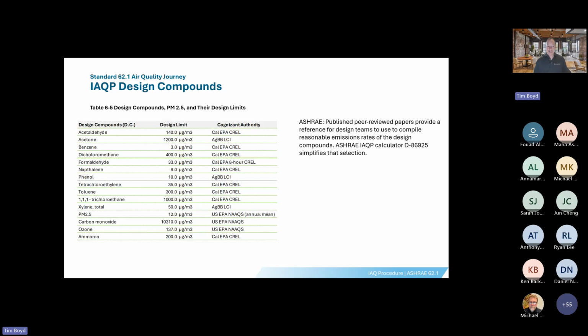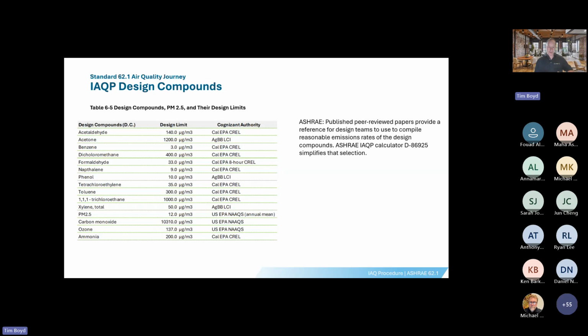This is now what you'll see when you open up the standard. They've actually now defined the compounds, they've defined the design limits, and they define the cognitive authorities. Moreover, they've also added into the calculator what those generation rates for each of these, depending on the category. So now everything's done for you.